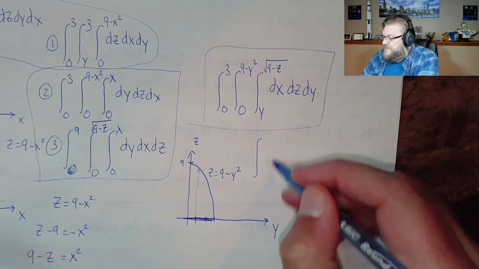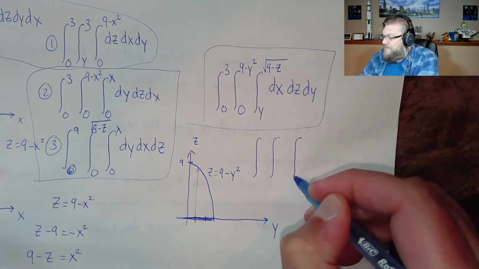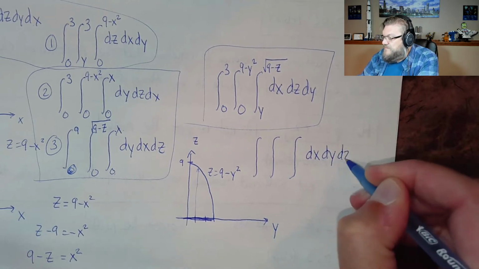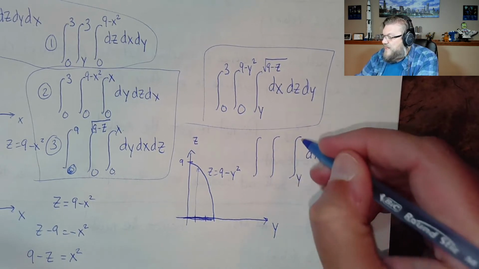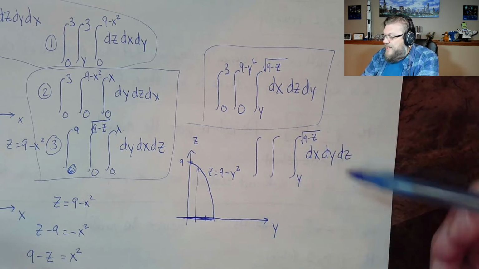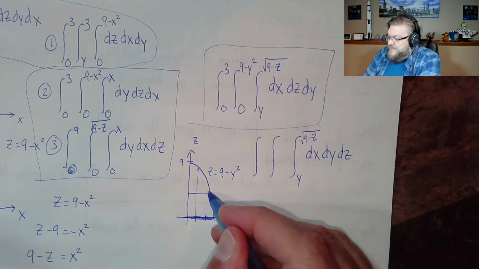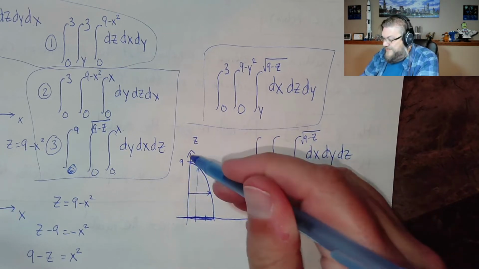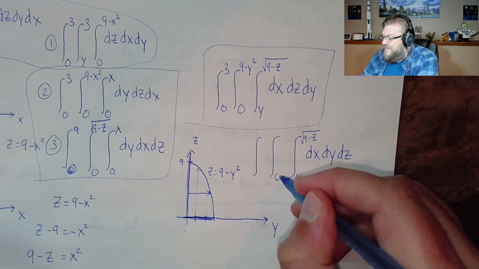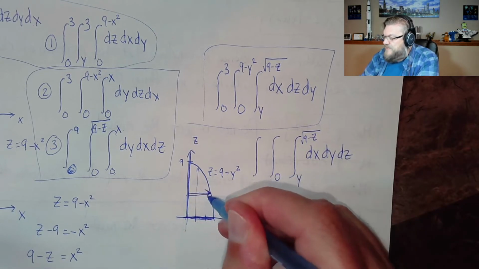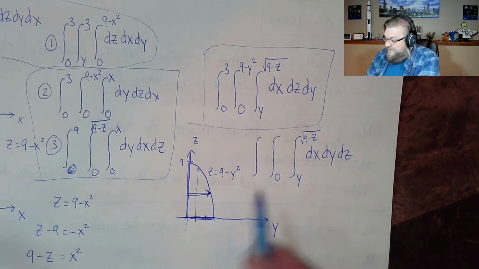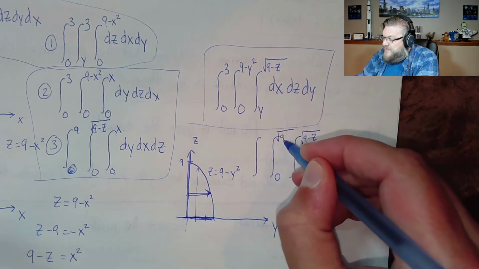One more order left. That's it. dx first, but now it's going to be dy dz. So x still goes from y to the square root of 9 minus z. Now dy dz is going to be horizontal arrows on this. So horizontal arrows start at the line, that's y equals 0, to y equals whatever this is. Well, that's going to be this solved for y, which is going to be the square root of 9 minus z.